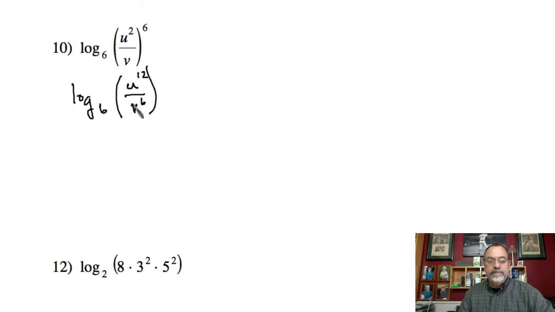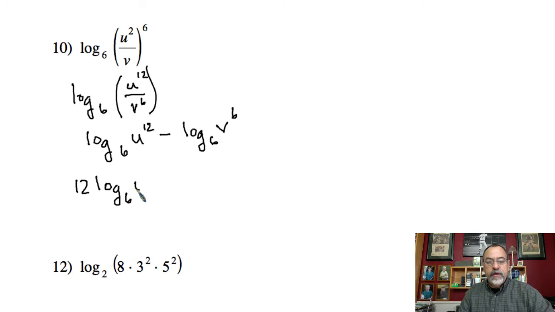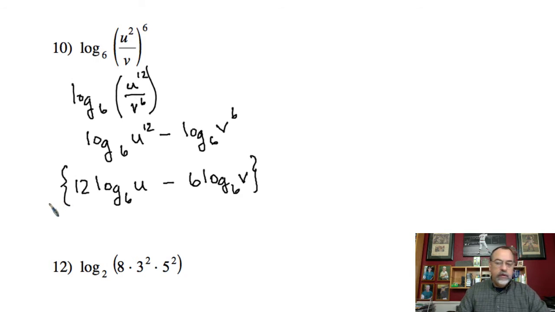Now, this is division, so we're going to subtract those exponents. So it's log base 6 of u to the 12th minus log base 6 of v to the 6th. And again, because I have a power here, I can move it in front. So 12 log base 6 of u minus 6 log base 6 of v. So this would be the expanded form. And I have that one right.